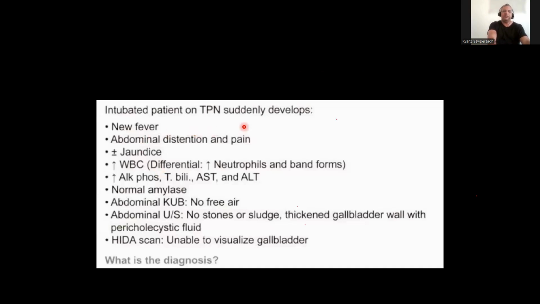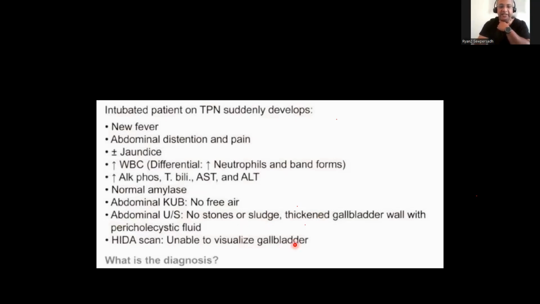Intubated patient on a TPN, total parenteral nutrition, suddenly develops new fever, abdominal distension, and pain, may have jaundice, you have leukocytosis. And if you do the differential, you're going to find raised neutrophils and band forms. You've got raised alk phos, total bilirubin, and transaminases. So it's an increase in your cholestatic enzymes and your transaminitis. Normal amylase. Kidney ultrasound is normal, there's no free air. Abdominal ultrasound shows no stones or sludge, but you do have a thickened gallbladder wall with pericholecystic fluid. Okay, HIDA scan, you're unable to visualize the gallbladder.